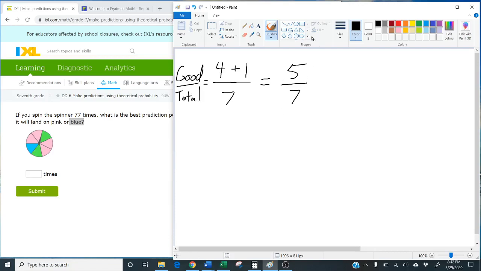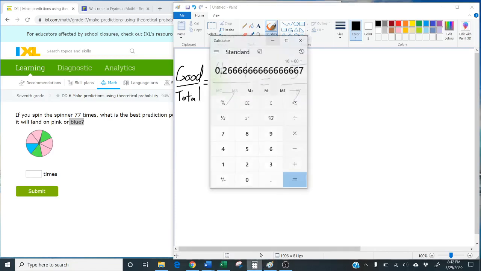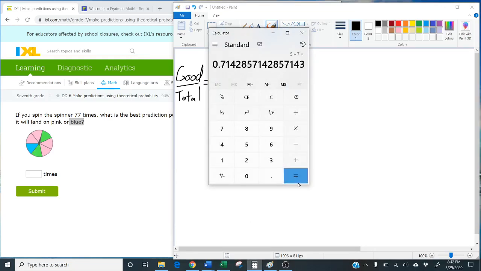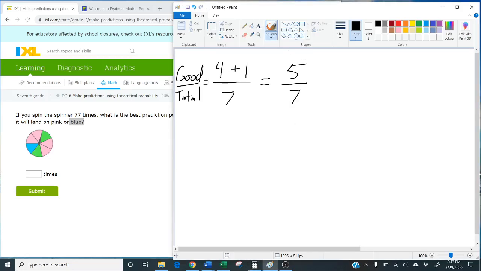Okay, so the probability is 5 out of 7, which is a pretty good probability, right? 5 divided by 7, by the way, is about 71%, which is more than 50%. So if I'm playing this game, I will probably win a prize every time I spin that spinner. I'm not definitely going to win the prize, but the odds are in my favor, okay? All right, now if I spin the spinner 77 times, how many out of those 77 times am I likely to win a prize?